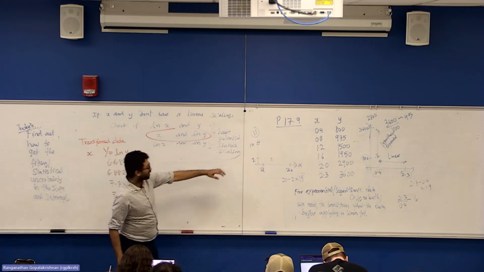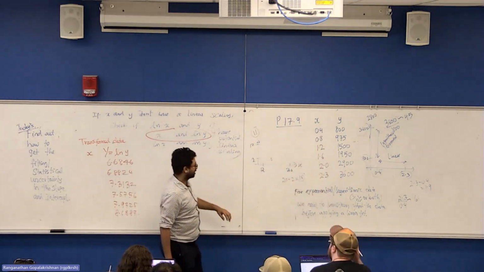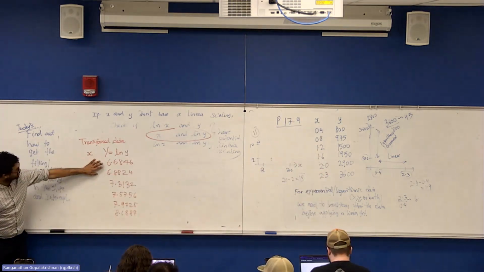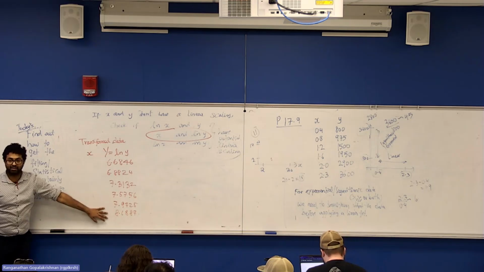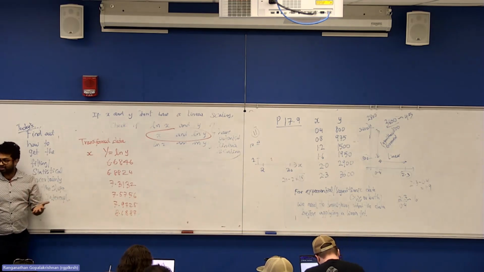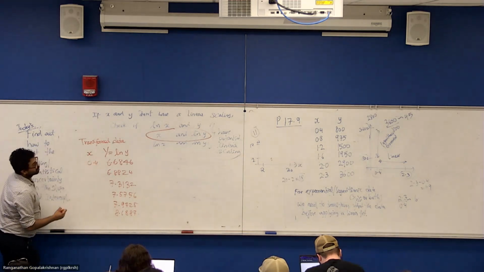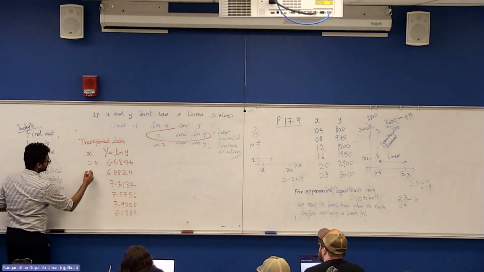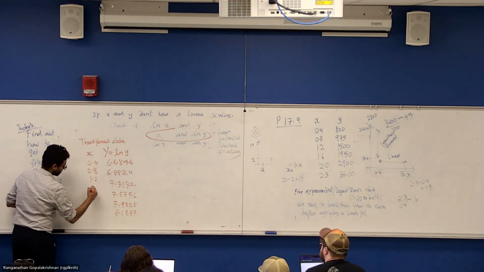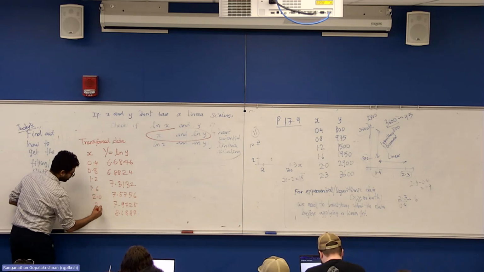So look here. Previously, it was a very wide range from 800 to 3600. Now it's actually compressed from 6.68 to 8.18. It's now much more compact. You can easily fit a linear. And the x values are 0.4, 0.8, 1.2, 1.6, 2.0, 2.3.